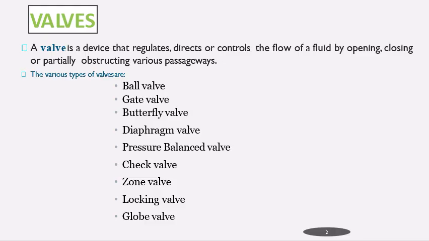So first of all, what is a valve? A valve is a device that regulates, directs or controls the flow of fluid by opening, closing or partially obstructing the various passageways. There are different types of valves which are commonly used in plumbing systems. That is ball valve, gate valve, butterfly valve, diaphragm valve, pressure balanced valve, check valve, zone valve, locking valve and the globe valve.